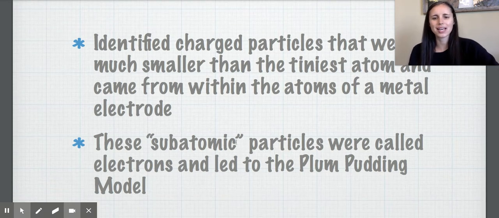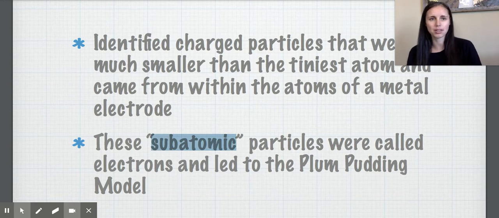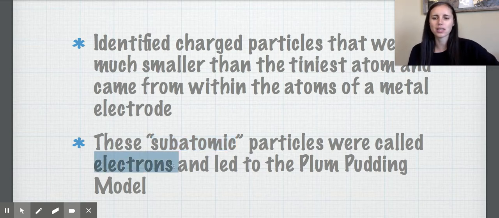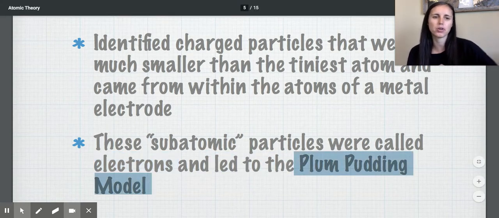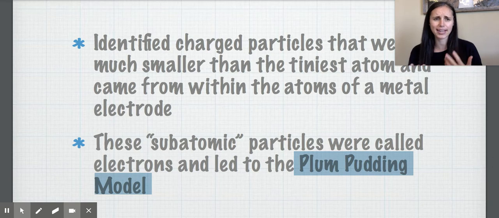So he called this a subatomic particle. Subatomic meaning smaller than an atom. So he noticed that there actually is something smaller than an atom, and he called these particles electrons. He said these electrons must exist, and this led to his idea of the plum pudding model. So plum pudding, again, it's an old British dessert. You might not know what it is. So I oftentimes call it the blueberry muffin model.